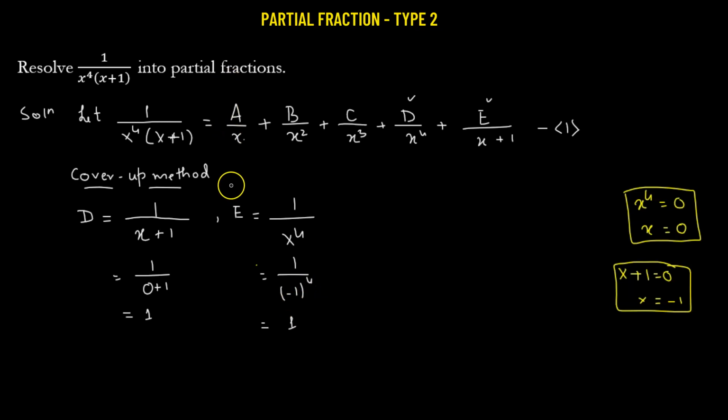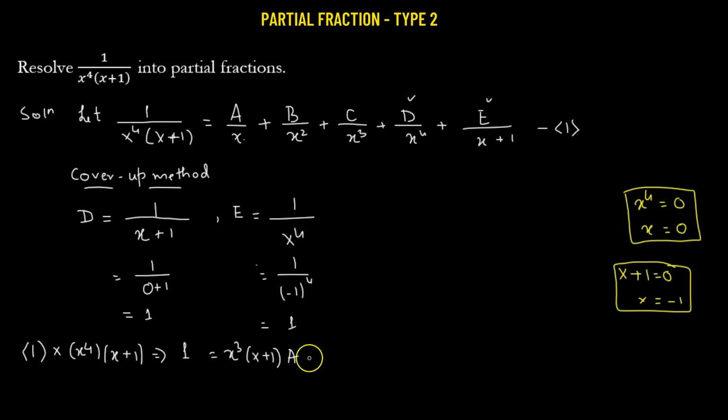Now we're still left with the constants a, b, and c. How do we find out those values? Okay, let's do that. What we'll do is take equation number 1 and multiply it with the denominator of the original rational fraction, which is x raised to the power of 4 times x plus 1. And this is going to give us 1 on the left hand side. On the right hand side, we're going to have x cubed times x plus 1 multiplied by a.